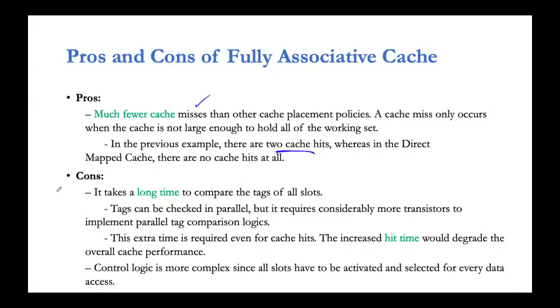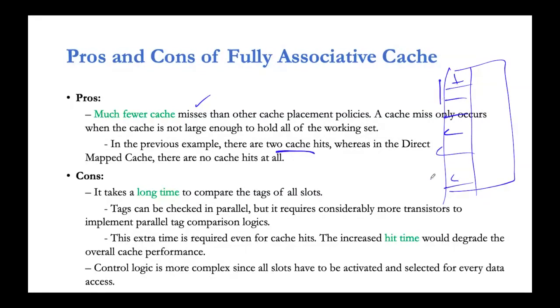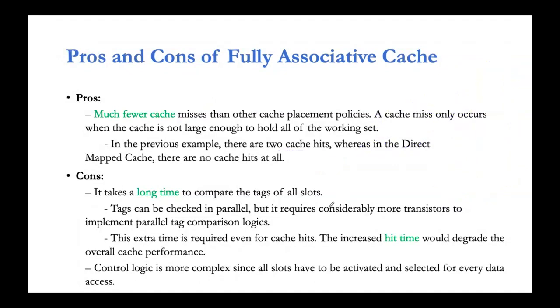So the problem in this fully associative one is, if the cache size is increased, suppose the cache has tags 1 to n, then for every new tag, it is going to compare n times. N comparisons will take place. If it is not matching, it is going to compare the next one, and the next one. So the number of comparisons will increase, and that will take a long time to compare the tags for all slots. That is the only disadvantage of this one.